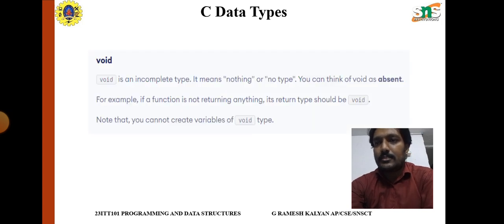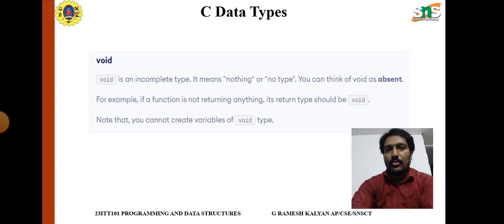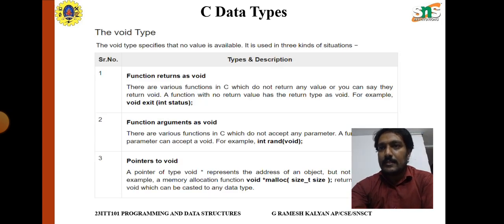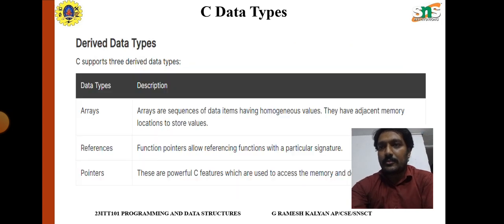Void. Void is an incomplete type, that is, it means nothing. In functions, if you are using a void function, void main function, there is no need to return any data type. Instead, if we are using the int main function, we have to return a value. This is the main difference between the void main and int main function. So the function returns void, as we saw previously.